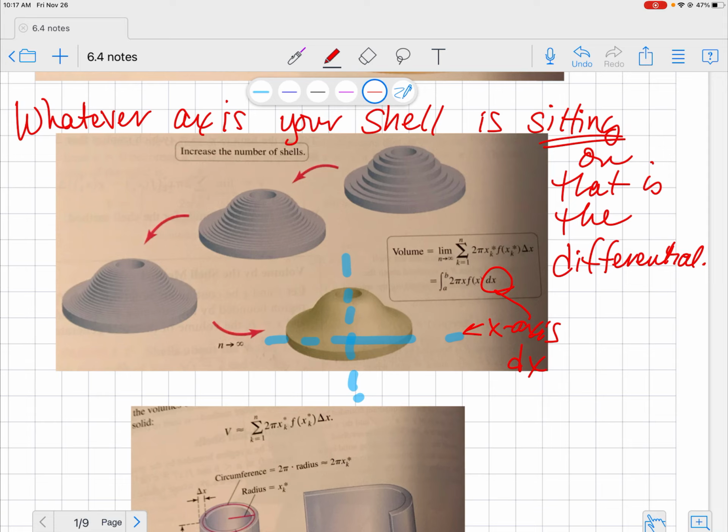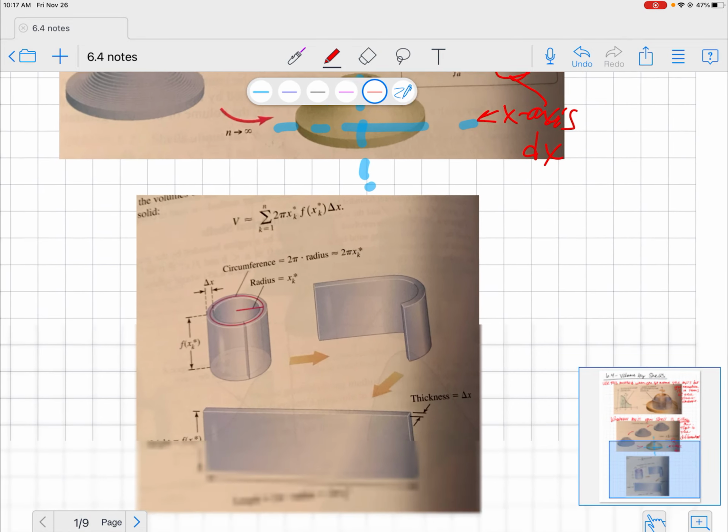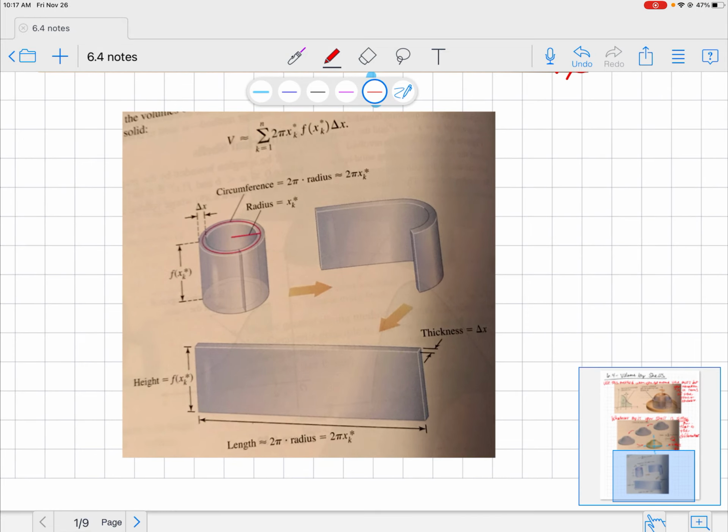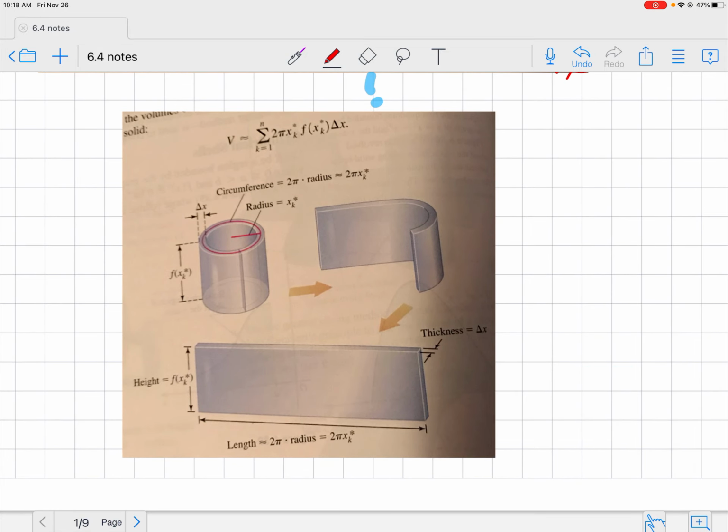Now, whenever I'm using volume by shells, it's whichever axis my shell is sitting on. That is going to be my differential. All right. Okay. And I'm using shells. So let's kick it back to geometry a little bit here and let's talk about cylindrical shells. If I'm going to have this cylinder, right? So here's all these different cylinders. We're going up here and then around. This is my cylinder. If I slice this down the middle and I roll it out, then I have a rectangle, right?